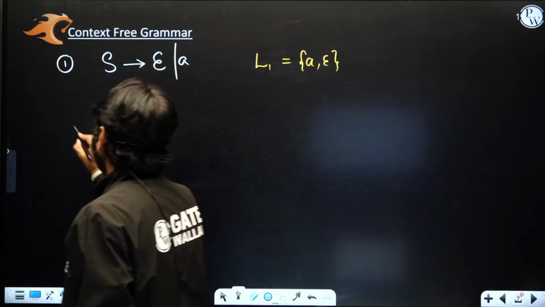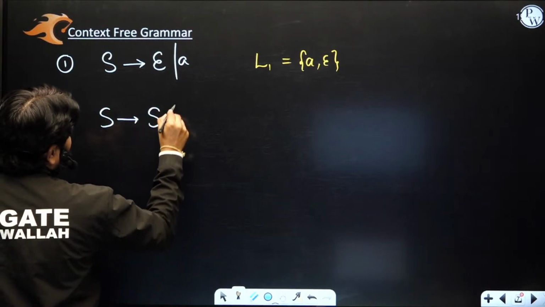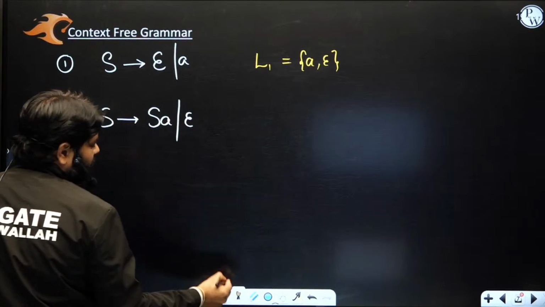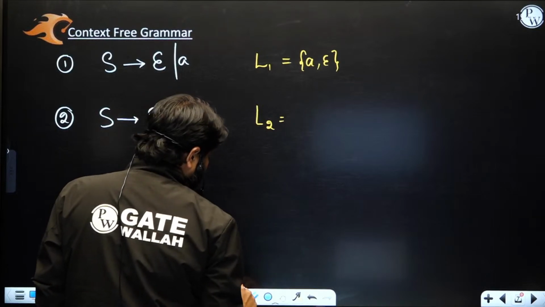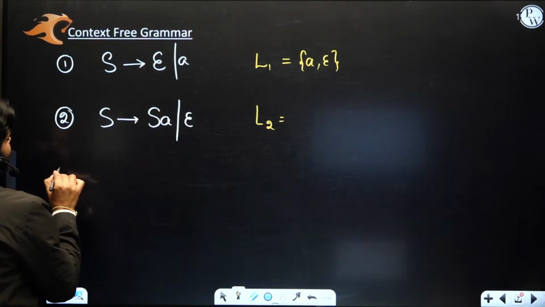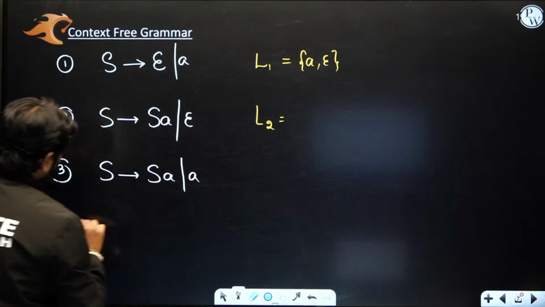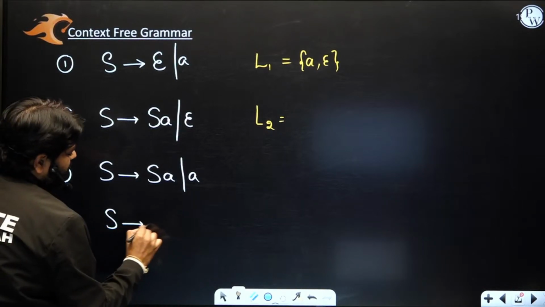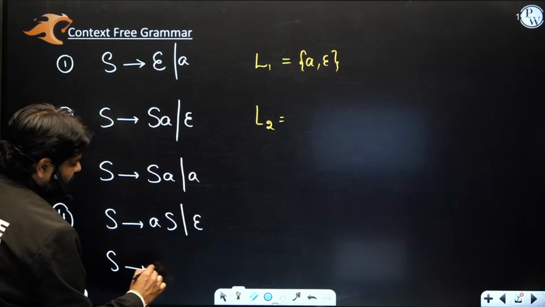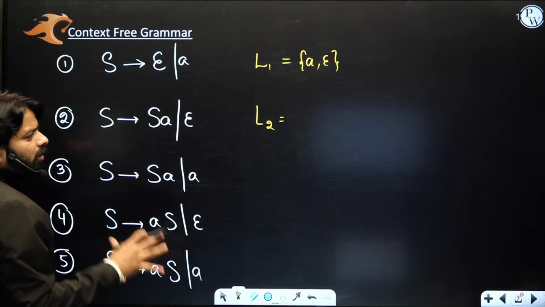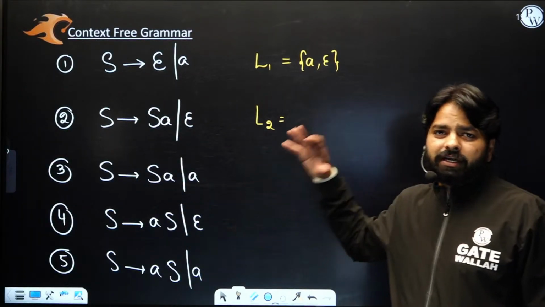And we have already seen this, I am just repeating this slide. S derives SA or epsilon. What is the language? Just find out what it is. I'm writing the questions, just find out what those languages are. S derives SA or A. 4. S derives AS or epsilon. 5. S derives AS or A. We have already solved these questions. For understanding, I'm just revising so that we can start with the new grammar soon.